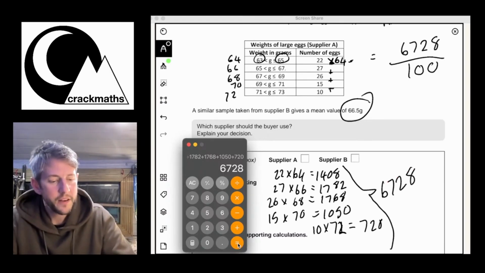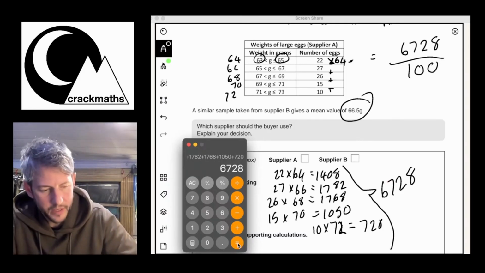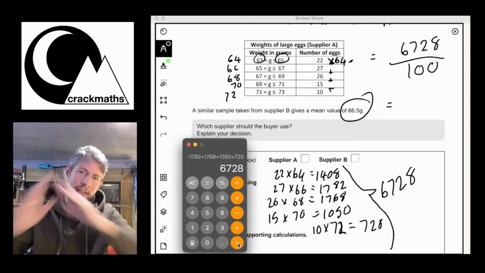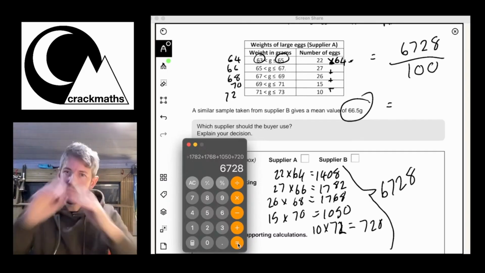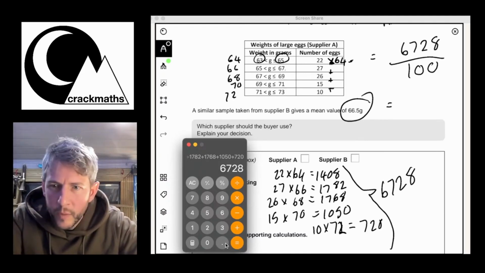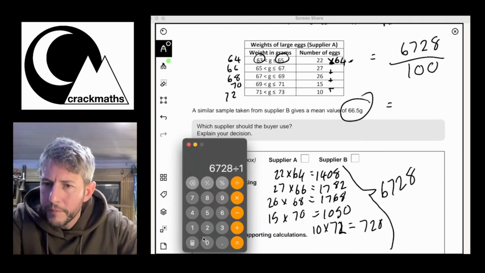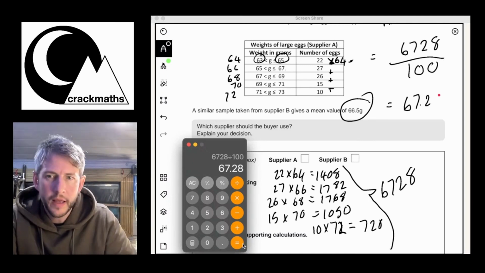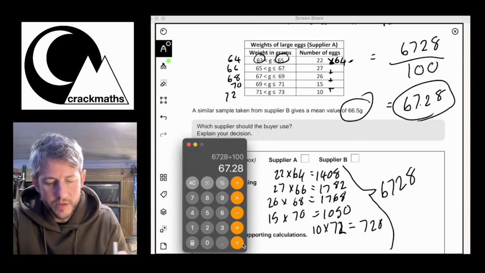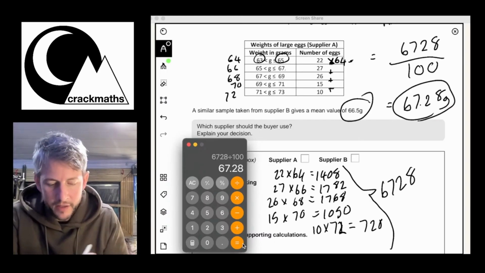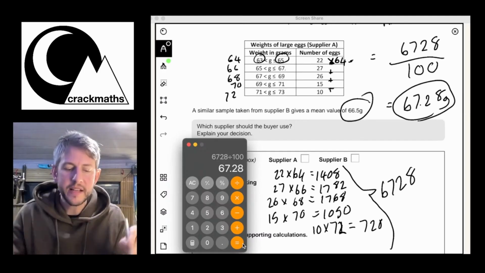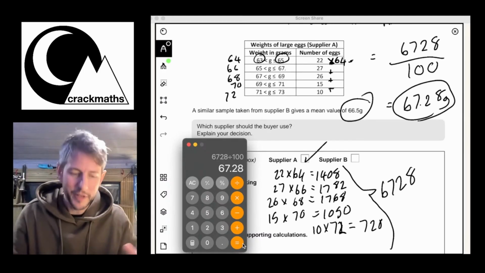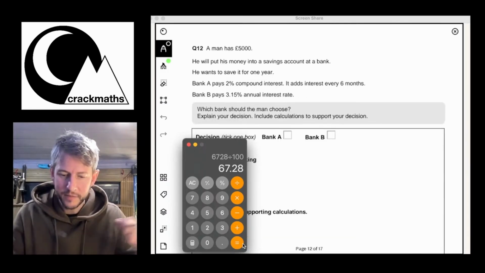6,728. Okay, now we need to divide that by 100 to find the mean. Because what we're doing is we're redistributing all of their weight, their collective weight, equally. So that's what the mean is. It's everything added together divided by the number of things. So if we divide this by 100, this equals 67.28. So we can compare this now to this one. So these eggs are heavier than supplier B's eggs, which means that supplier A's eggs are presumably larger. Okay, right, there we go. We'll tick that off and go to the next question.